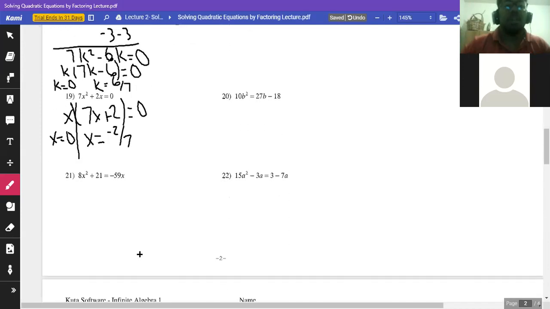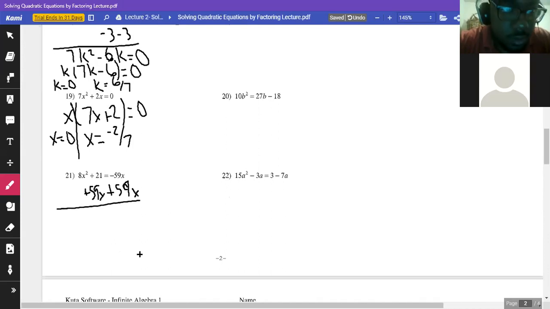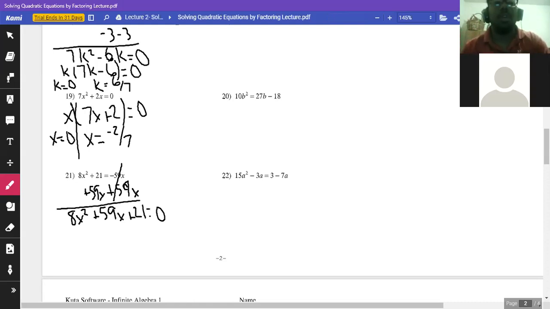All right, and last but not least, 21. So I'm going to add 59x to this side and add 59x to this side. So I get the 8x squared plus 59x plus 21 equals 0. So two numbers that multiply to be 8 times 21 and add to be 59.